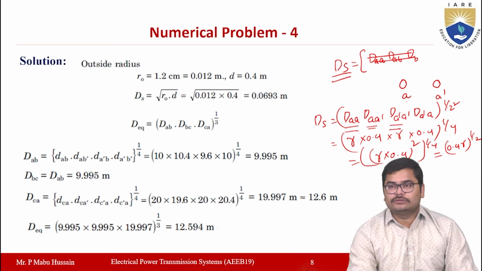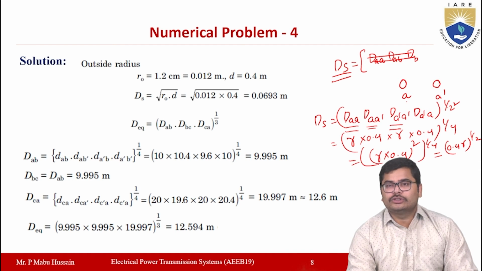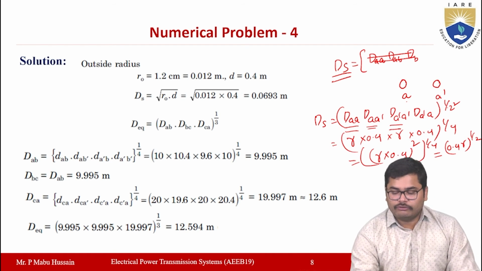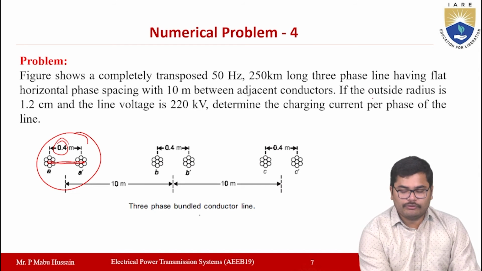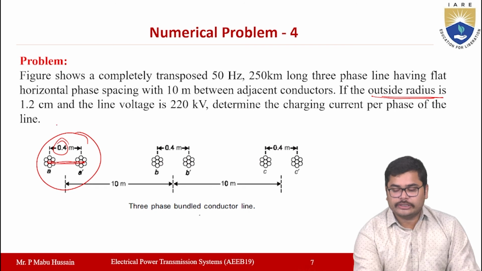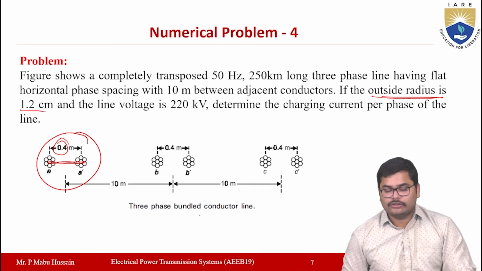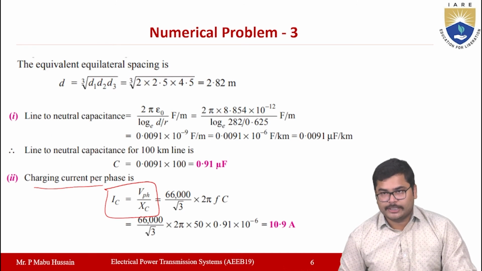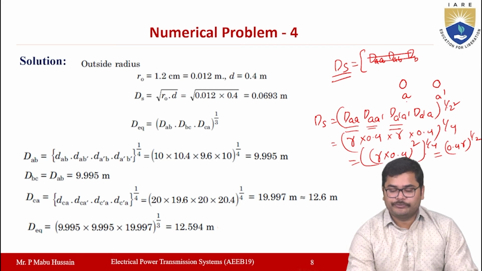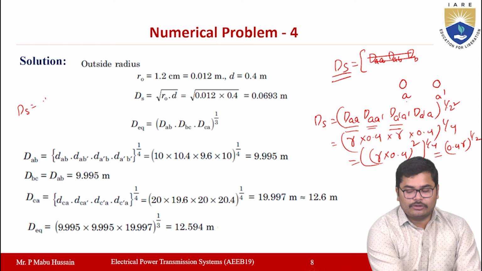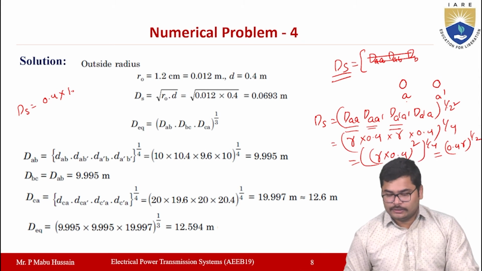Okay, so r into 0.4. So what is the r here? So here in the problem, if you see, the outside radius is given. Outside radius is 1.2 centimeters. Okay, so 1.2 centimeters you can substitute here. Then the value of Ds is equal to 0.4 into 1.2.